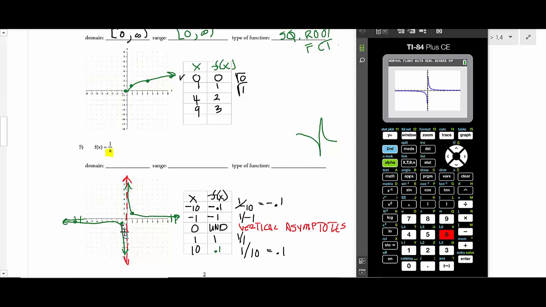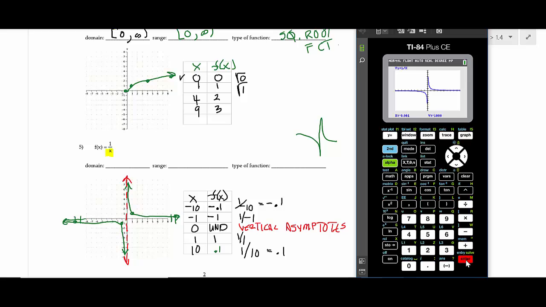The reason this graph goes to negative infinity here is if you type trace, and put in a number that's barely to the left of 0, say negative 0.01. If you're real close to that asymptote, see I got negative 100. So the closer you get to that asymptote, the further down the graph goes. Now I'm going to trace something even closer, and now it's negative 1,000.